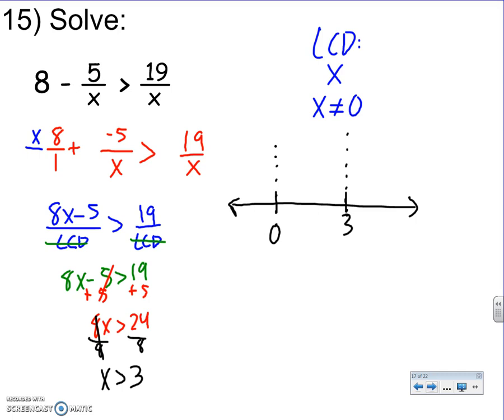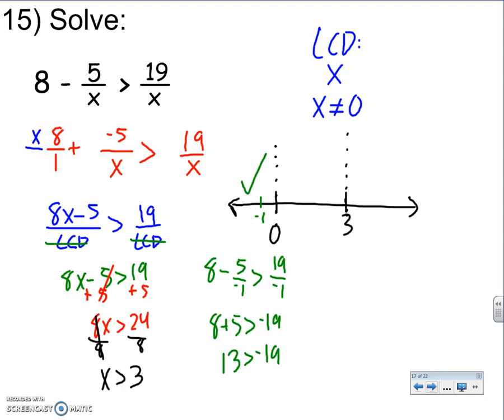I need to pick a number left of 0. So let's pick negative 1. Alright, so I'm plugging into the original problem, and I'm going to erase it each time. So 8 minus 5 over negative 1 should be greater than 19 over negative 1. Well, that's 8 plus 5 should be greater than negative 19. 13 is greater than negative 19. Well, that is true. So the left side is good.